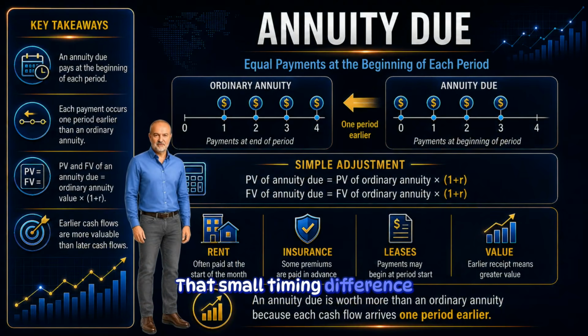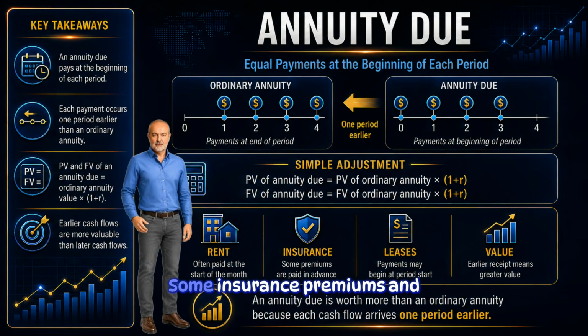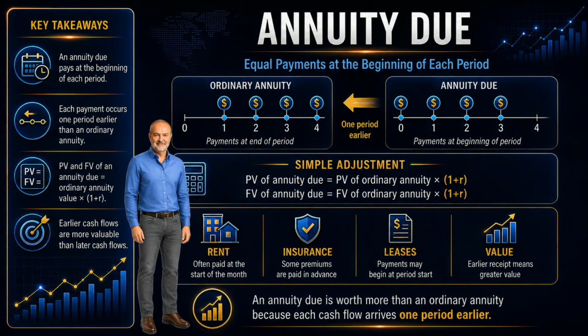That small timing difference matters. Rent is often paid at the beginning of the month. Some insurance premiums and lease payments are also paid at the beginning of the period. Because each cash flow occurs one period earlier than in an ordinary annuity, every cash flow has one extra period of value. This gives us a very simple adjustment.